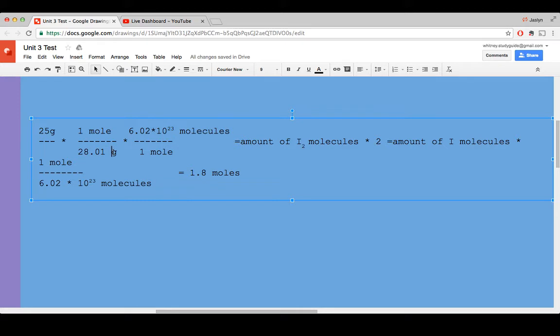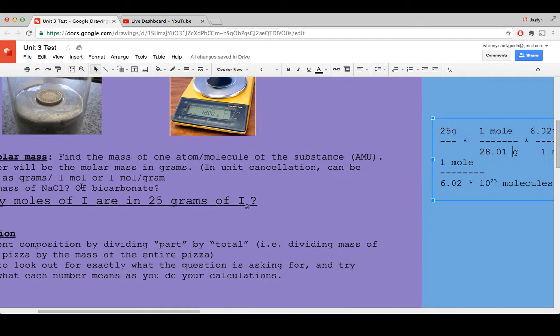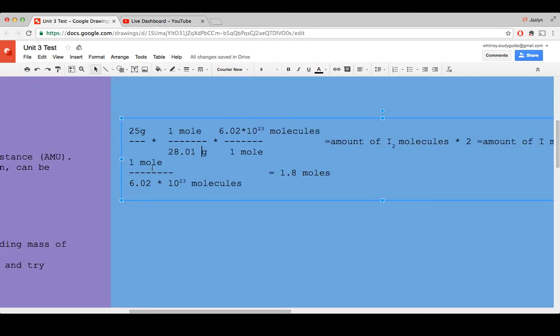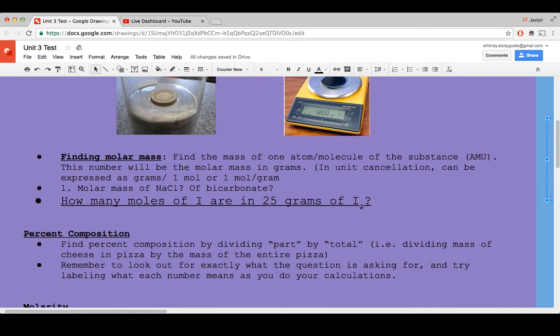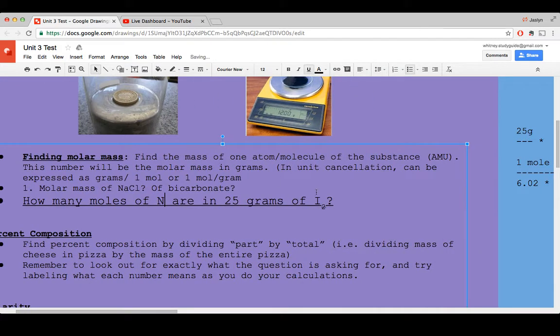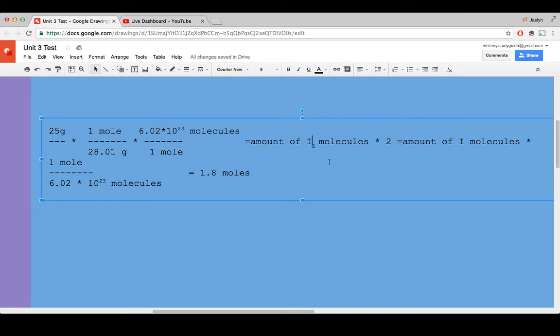Oh, and I just realized that this is the wrong value. Okay, that's why you probably got it wrong. So yeah, he got it. Okay, so change the question really quickly. Put nitrogen instead of iodine. Sorry, that was a mistake. It was originally written for nitrogen. But it's the same type of problem.